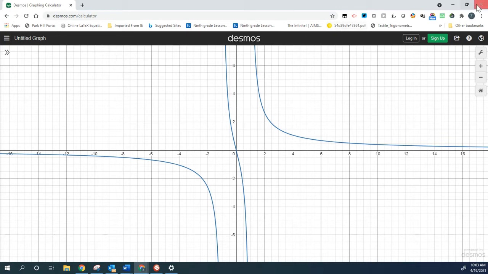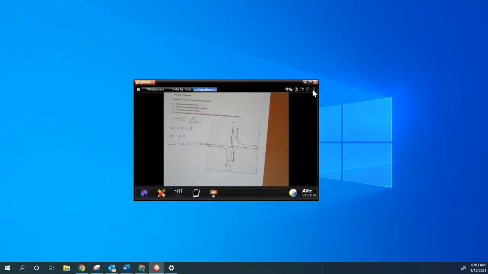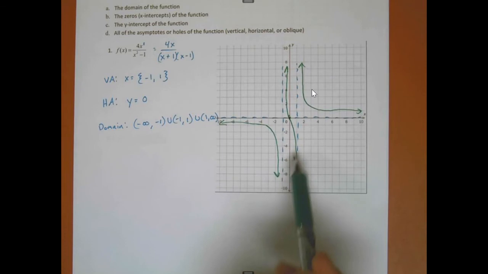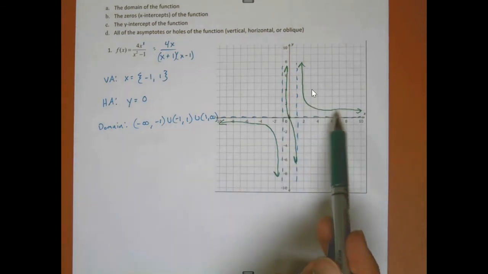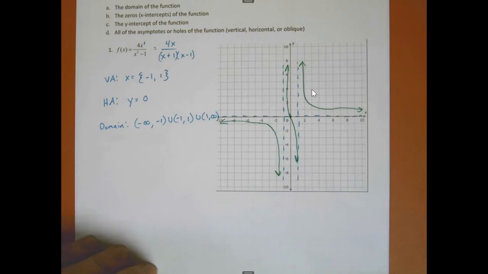Oh, you can't see that. I'm on the wrong screen. Let's try that again. So our sketch, just something like this. It doesn't have to be a perfect sketch. You can see I even have a bad curve there. But try not to cross asymptotes if you're not supposed to cross asymptotes. That's a good rule to follow.